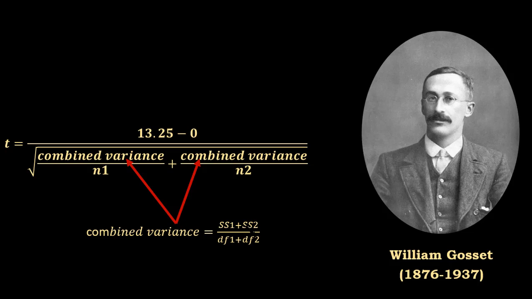And I did the same with the 8 values of sample 2. So this is the sum of squares of 2. Now, what's degrees of freedom of 1 and degrees of freedom of 2? Well, degrees of freedom in this case is the number of observations minus 1.